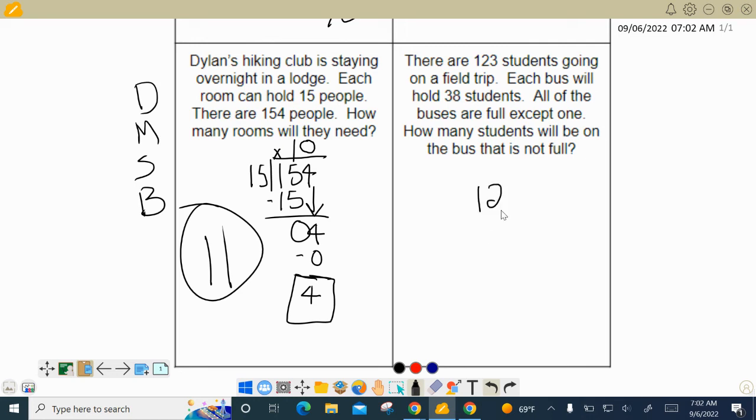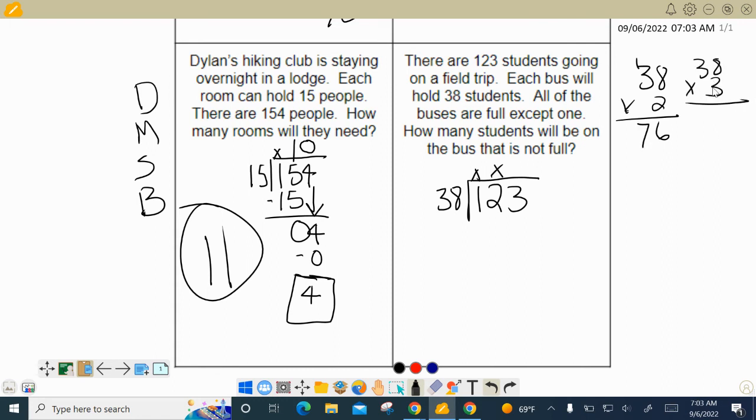For this one, you should have done 123 students divided by 38 students per bus. So I know 38 can't go into 1. I know 38 can't go into 2, so it looks like I'm going to have to write my multiples. 38 times 2. 2 times 8 is 16. 2 times 3 is 6, plus 1 is 7. 38 times 3. 3 times 8 is 24. 3 times 3 is 9, 10, 11. So I know I've got 76 and 114. I'm not going to get any bigger than that.